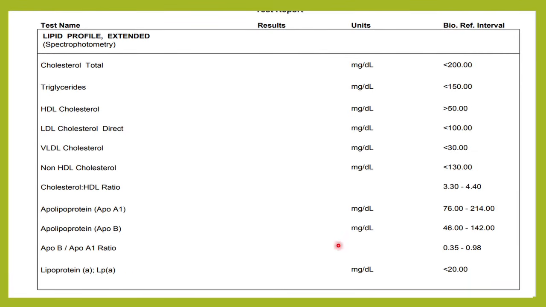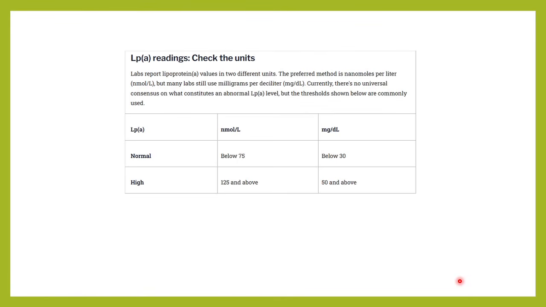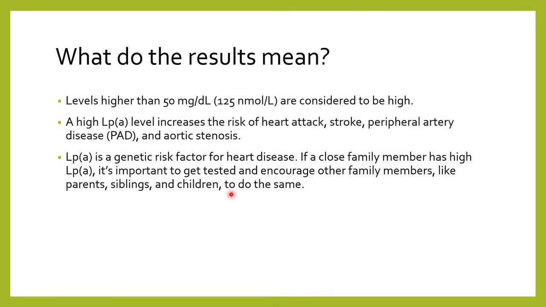You can see here the LPA which is done. It should be less than 20 milligram per deciliter. So the normal is below 20 to 30 milligram per deciliter, or below 75 nanomoles per liter. If the level is more than 50 milligram per deciliter, more than 125 nanomoles per liter, then it is thought to be elevated. So levels more than 50 milligram per deciliter are considered to be high.